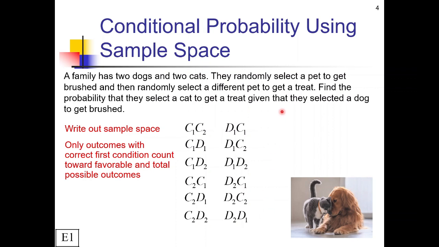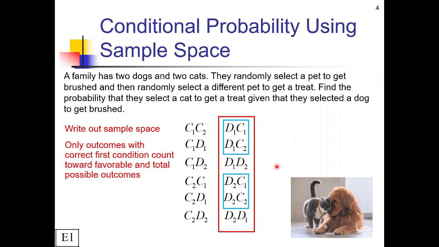Now, we're given that we selected a dog to get brushed. We're starting with that assumption, so we can only pick from these D1s and D2s where a dog got brushed first. I'm going to limit my consideration to just these possibilities. Now we want the probability of a cat being given a treat, so we only want the ones where we had a C as the second letter. We have these two right here and also these two right here.